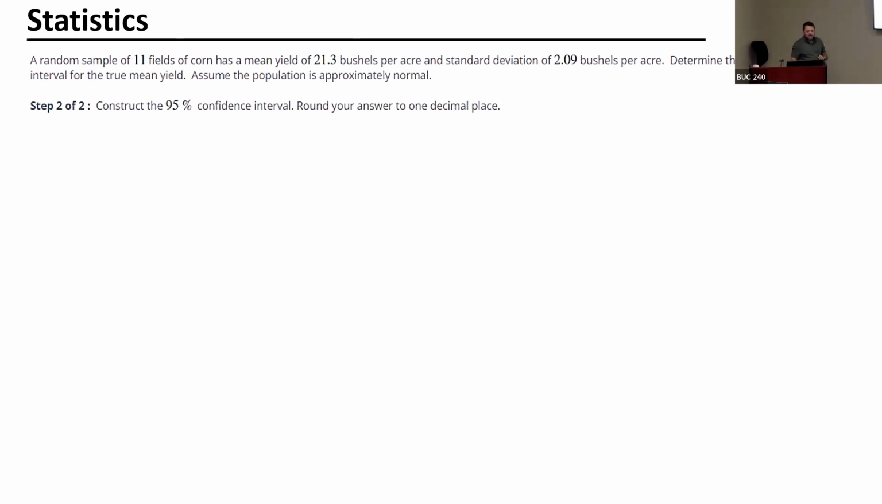A random sample, because I didn't do this one in class. A random sample of 11 fields of corn has a mean yield of 21.3 bushels per acre and a standard deviation of 2.09 bushels per acre. Determine the 95% confidence interval for the true mean yield. Notice it's telling me I'm looking for a confidence interval.